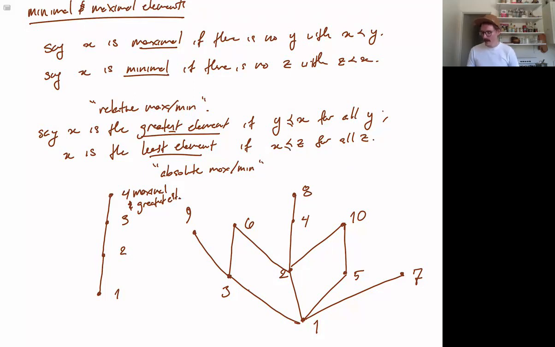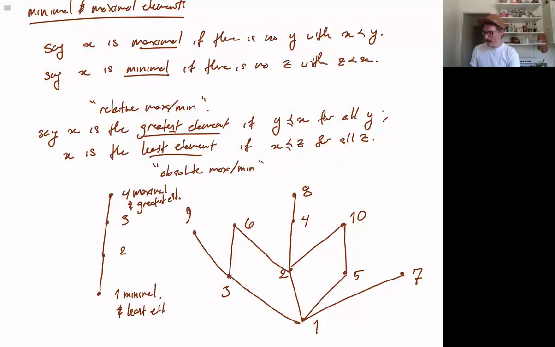And similarly, on the other side, 1 is minimal, because there is no line coming down out of it. It is also the least element, because every other element is greater than it. So that is the simple case.